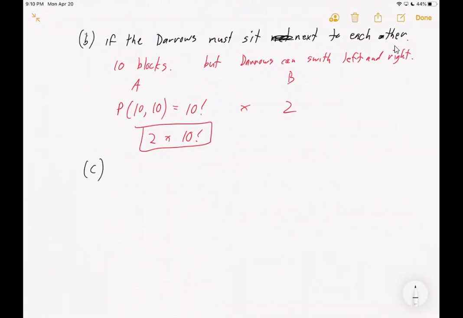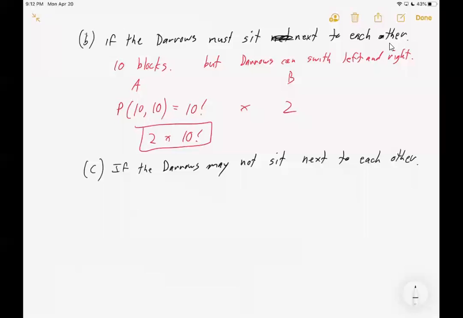In fact, let's do part C. If the Darrows may not sit next to each other. So we need to redo it with the Darrows not being allowed to sit next to each other.